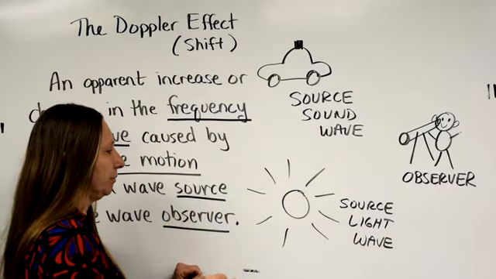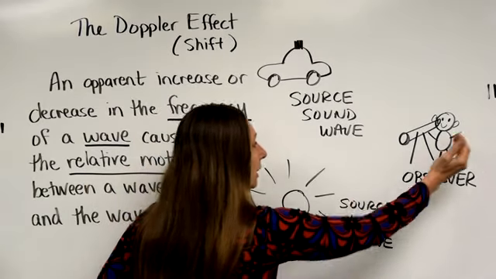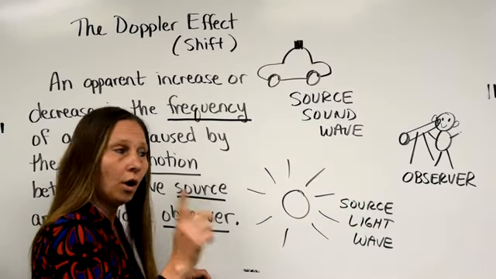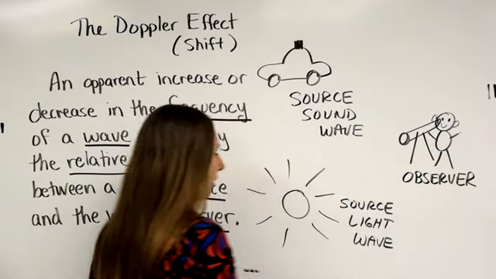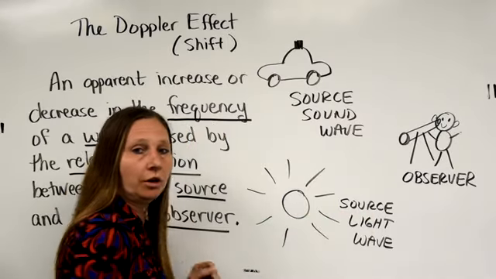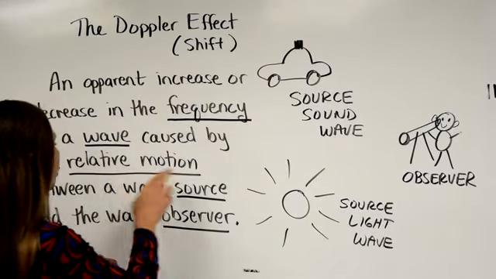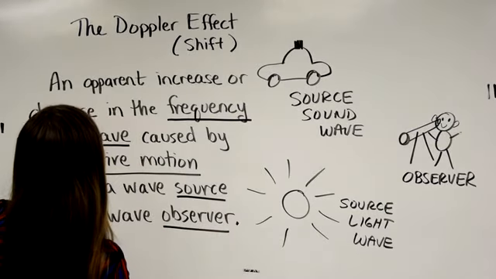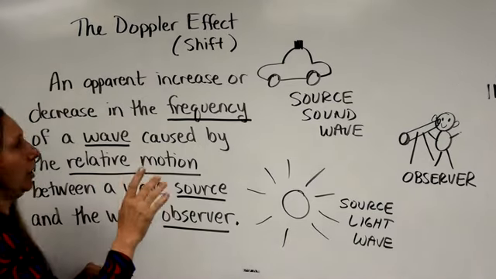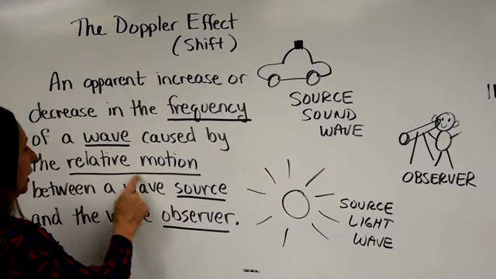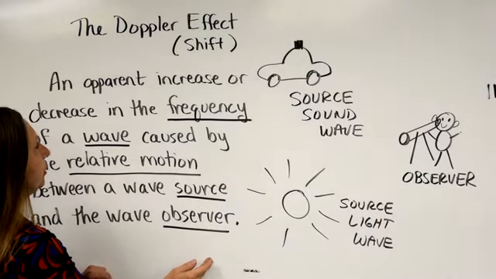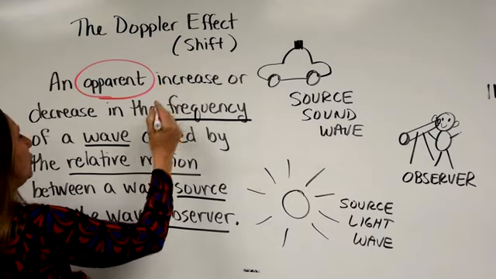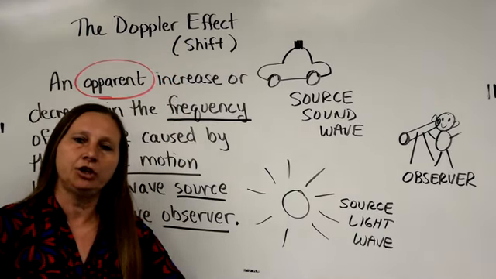It does not matter whether the star is standing still and the Earth with the observer on it is moving toward the star, or the Earth is standing still and the star is moving toward the Earth. It doesn't matter. There is relative motion between them. All right? Okay, so now here, the important part. Because of the relative motion between the source and the observer, there is going to be an apparent increase or decrease, an apparent change in the frequency.